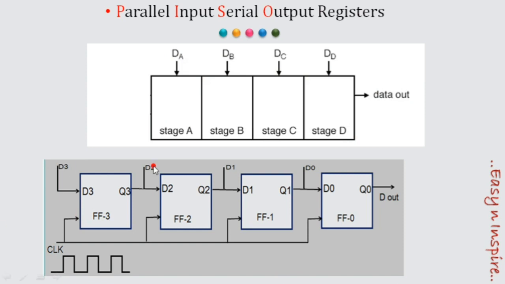Listen carefully. For four stages I have considered four flip-flops. First input, second input, third and fourth. Four inputs I have applied parallelly to the four flip-flops and the clock pulse is applied simultaneously, and this is the output. So I have to consider parallel inputs here and I have to get my serial output. This is the clock pulse.